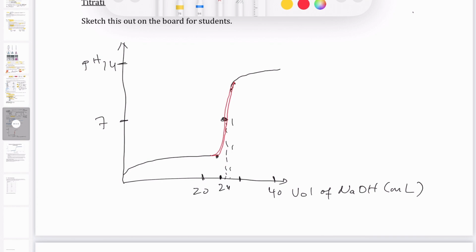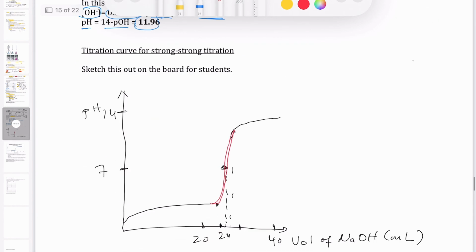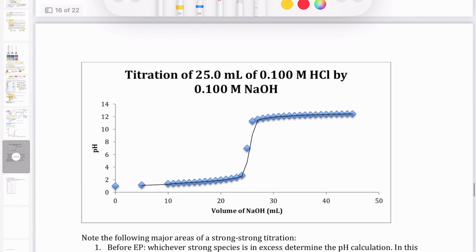I actually took the data that we had calculated and just plotted them in Excel, and this is the result of it. And you can see again how steep the change is between the three different points there, right before equivalence, at equivalence, and right after equivalence. But prior to those points, the change is pretty gradual, and after it, it's also very gradual.